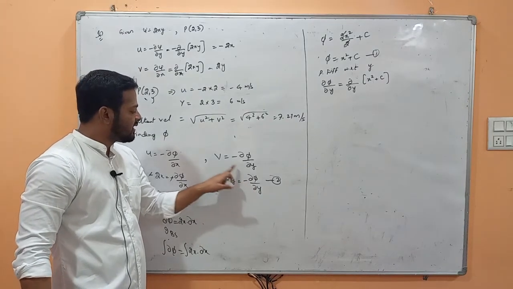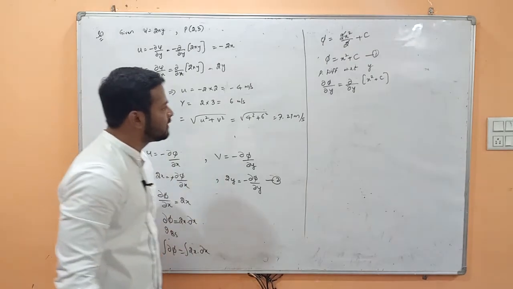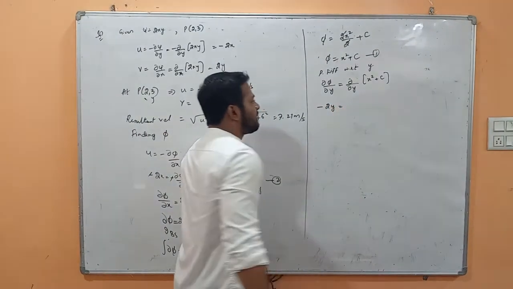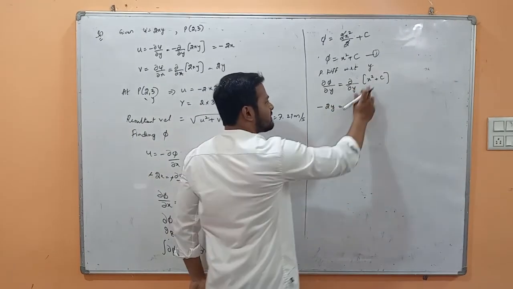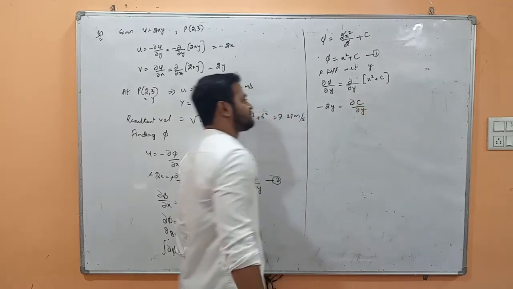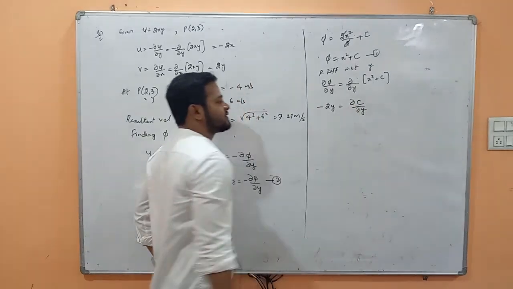What is the value of dou phi by dou y? You have to send this minus to the other side. So the value of dou phi by dou y is minus 2y. So here we will be having minus 2y. Now partial differentiation with respect to y means x will be constant, so this term will become 0, and what's remaining? dou c by dou y. So you have to find out this value of c.